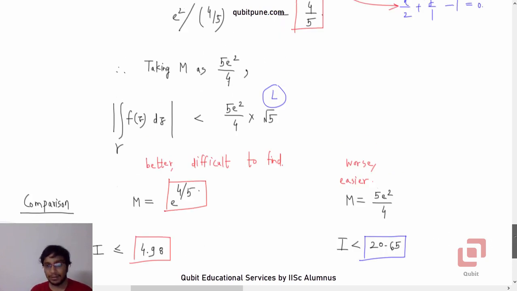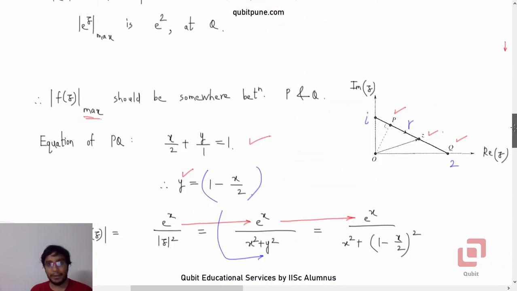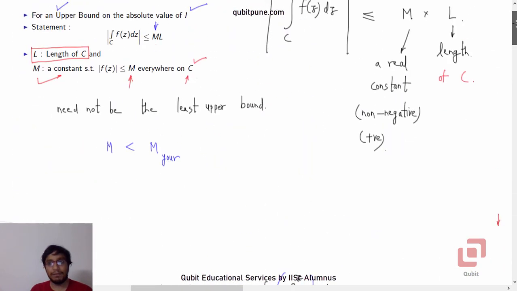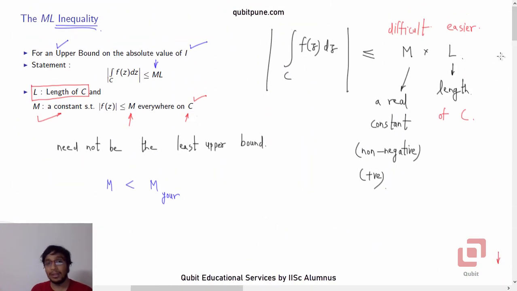So this is how you apply the ML inequality to find an upper bound on the absolute value of the definite integral, or absolute value of the line integral, of a function defined on the complex plane, that is the z plane.